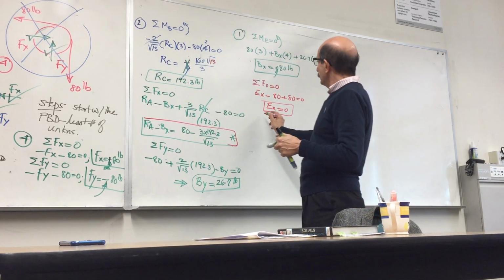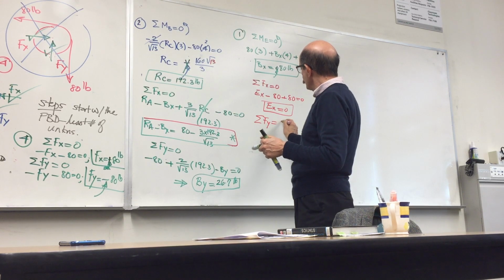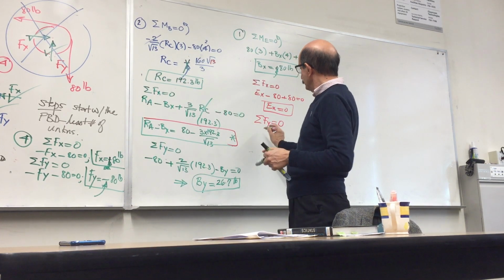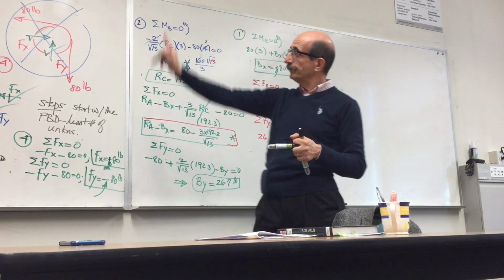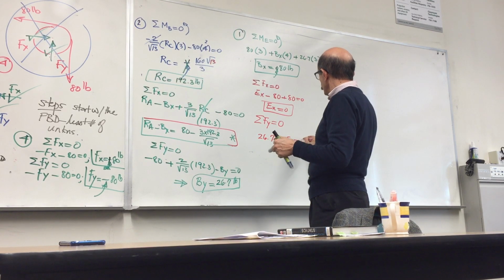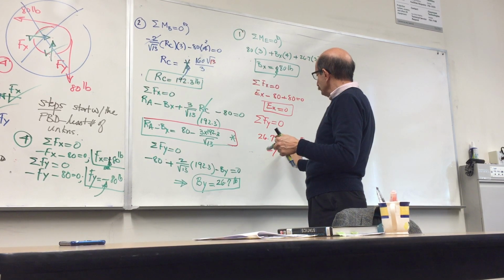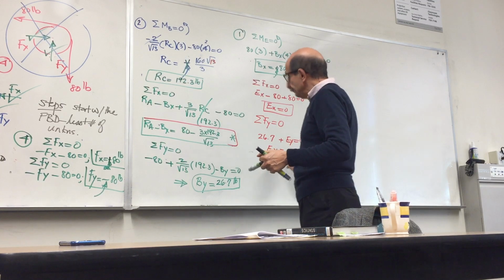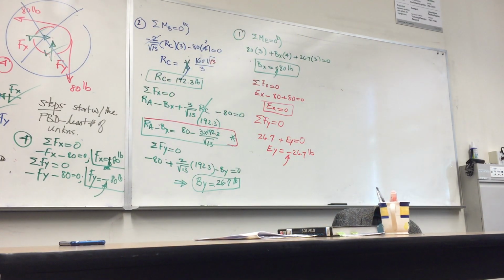Okay? And then I have one more equation that I haven't used, summation of forces along y is equal to 0. So I have By, which I had here, 26.7, By plus Ey is equal to 0. So Ey comes out to be negative 26.7 again, which means the assumed direction is wrong, so correct that. Okay, Ey, I found it. Okay, and Ex, okay, and done with that.